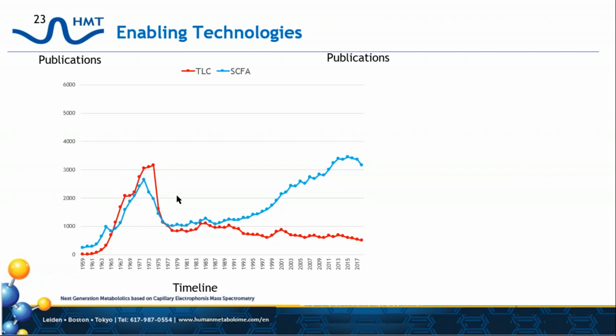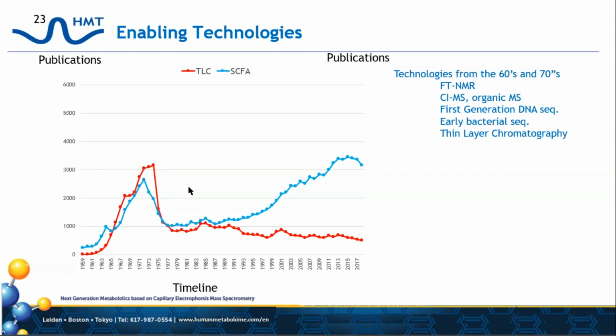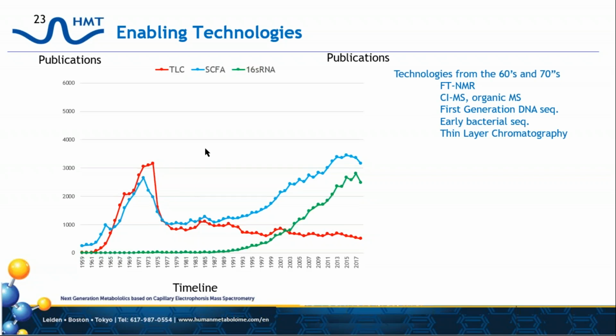However, the association with specific bacteria was lagging until 16S came along. Then the ability to better associate these short-chain and middle-chain fatty acids with specific bacteria became prominent. Back in the 70s, GC-MS, chemical ionization mass spec, some early bacterial sequencing, and thin layer chromatography were the enabling technologies that spurred this research on.